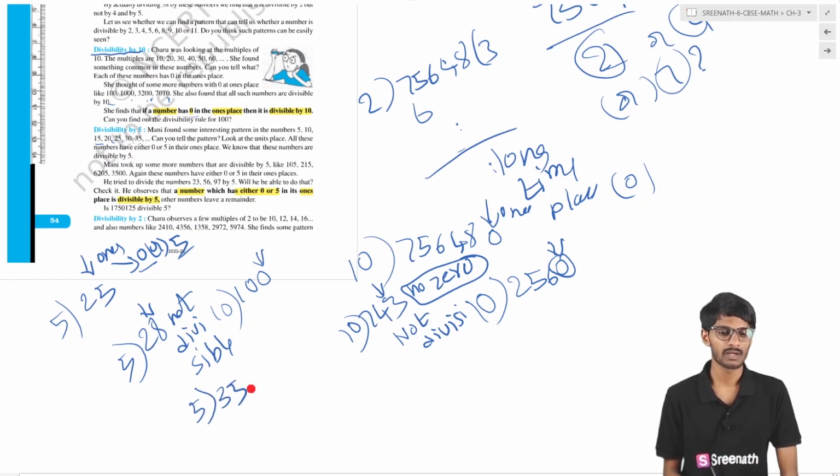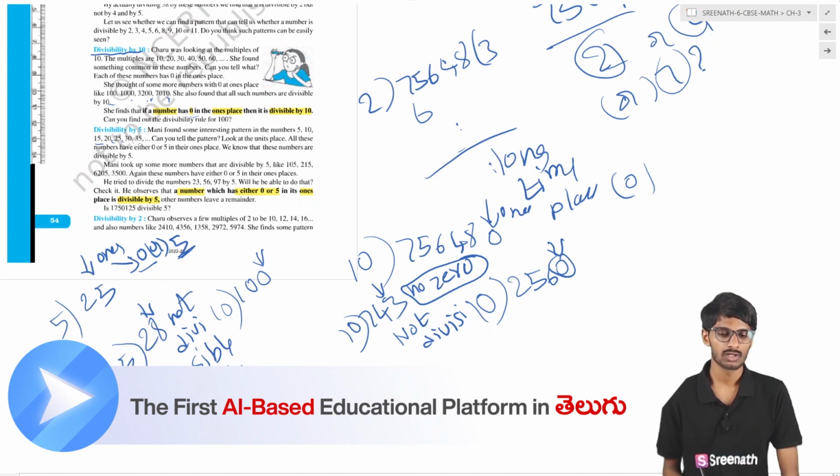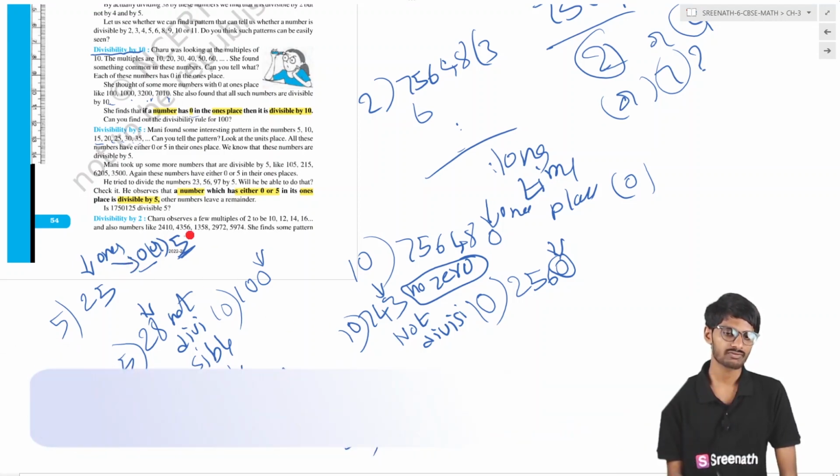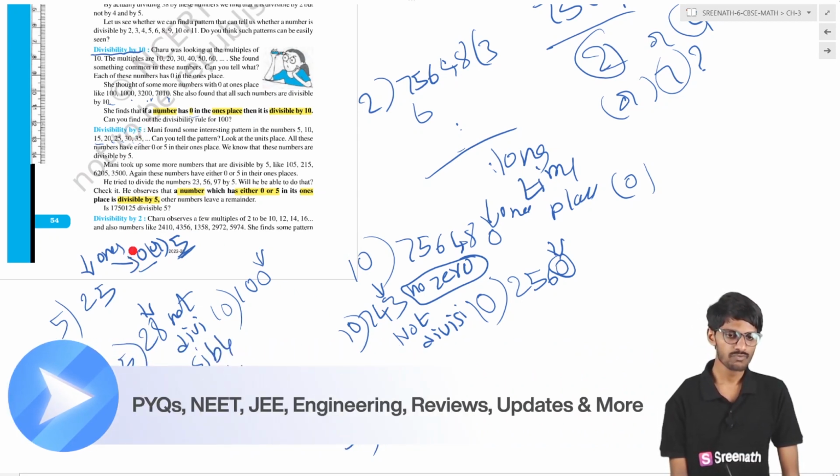Next, 35. Is it divisible by 5 or not? Yes, divisible. Why? In the ones place there is 5. And 73, is it divisible? No. Why is it not divisible by 5? In the ones place there is no 0 or 5. So this is the divisibility rule for 5. What is the condition? We must have 0 or 5 in the ones place.